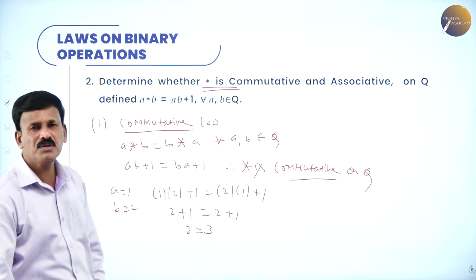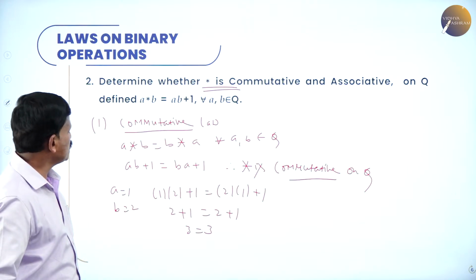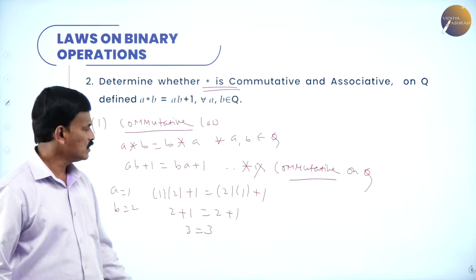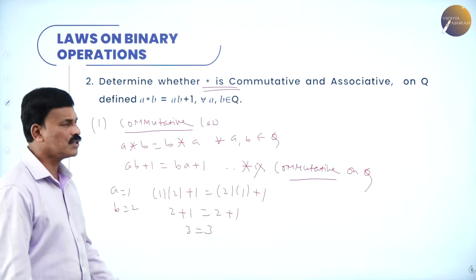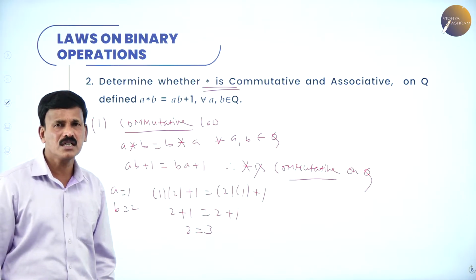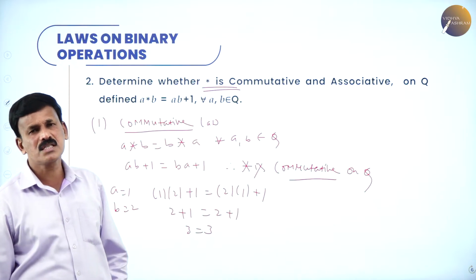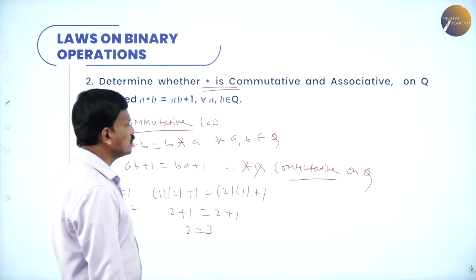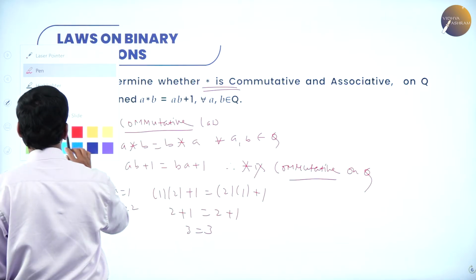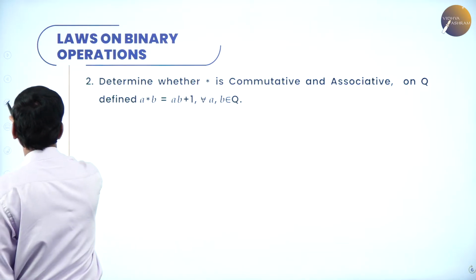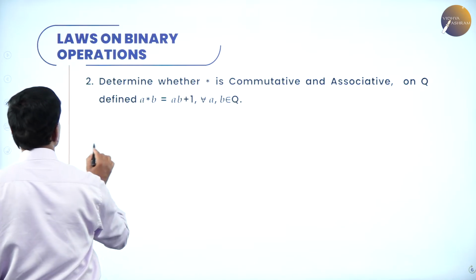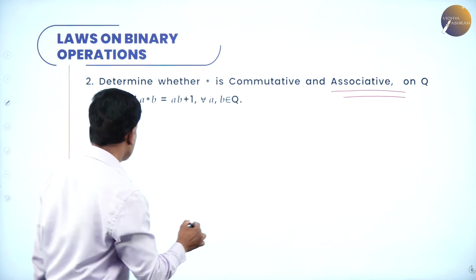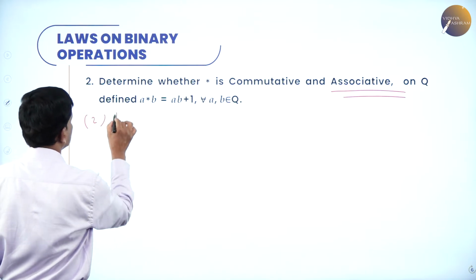So, here star is commutative, because A into B plus 1 is also equal to B into A plus 1. This is an example: 3 is equal to 3. Therefore, star is commutative. Now, to verify whether star is associative, let us consider 3 elements. Now, come to the associative property. Let us come to the associative property. Second one, associative.